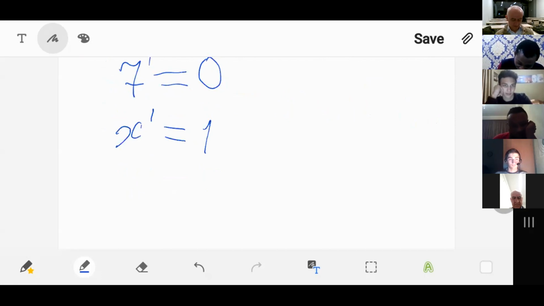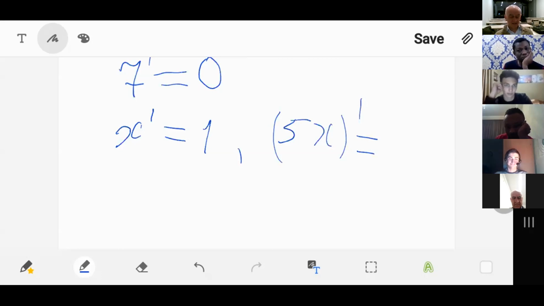What about if we have 5 times x? What is the derivative in this case? In this case, we can move 5 out across the derivative sign, across the parentheses. We have 5 times the derivative of x. But we know very well the derivative of x is 1. That's why the derivative of 5x is 5.